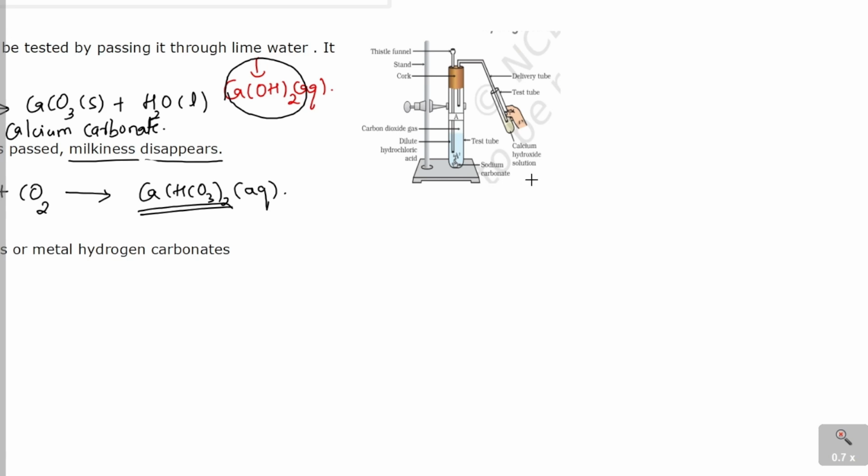See how the reaction between metal carbonate and dilute acid is carried out here. This is a test tube containing dilute hydrochloric acid.